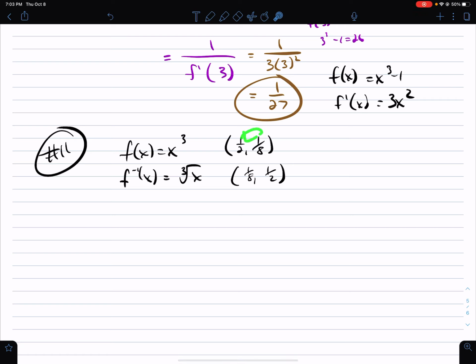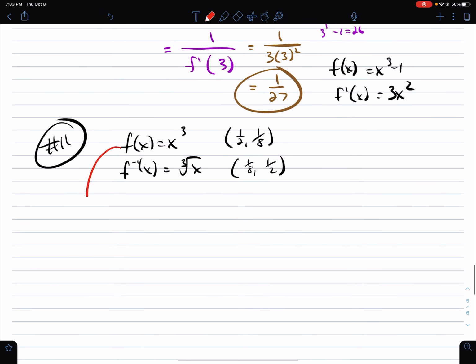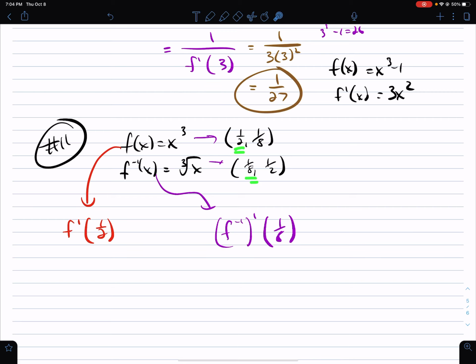We can see the idea of the inverse flipping the inputs and the outputs. So the question is asking about the slopes of the graph at those points, and the slopes of the graph are the derivatives. So they want us to see that the derivative at the input of 1/2 of x cubed should be the reciprocal, according to the directions, of the slope of the inverse, so that's the derivative of the inverse at that input, right? Because they said at the points that were given, and we know that everything has to do with inputs.